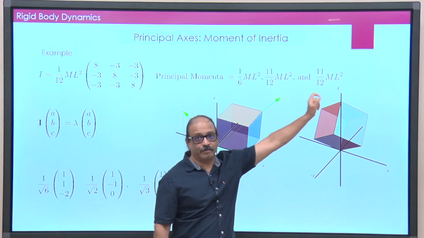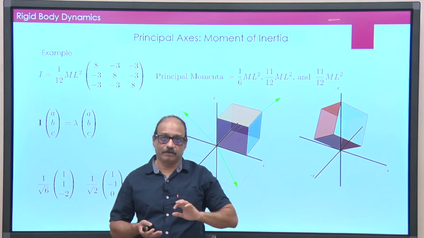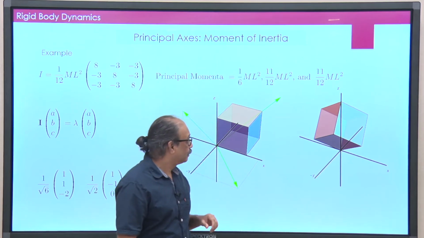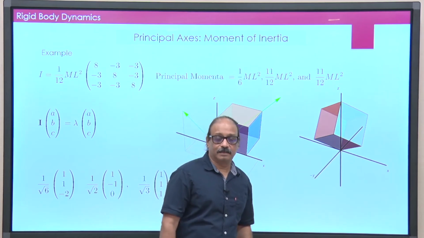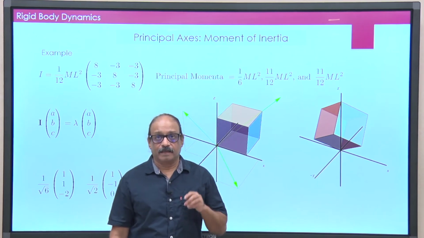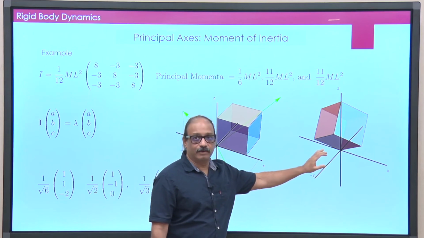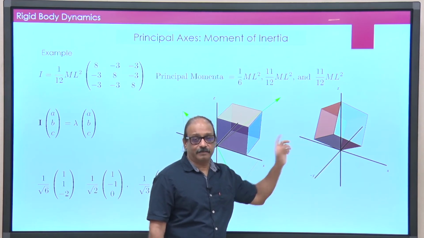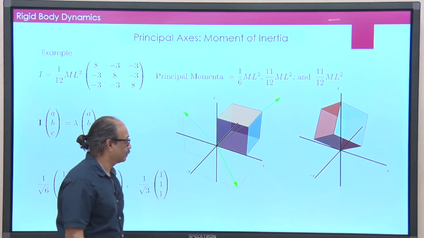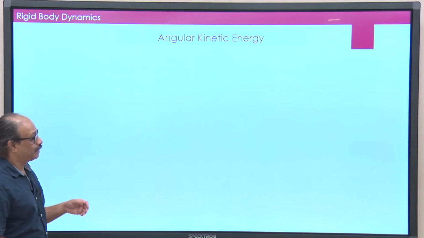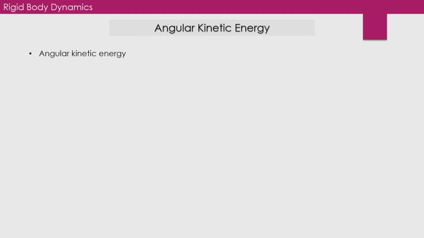These 3 principal moments there. Okay. So, the meaning of diagonalization is this: you can actually find 3 principal axes such that the moment of inertia tensor will be diagonal in that particular coordinate system. Okay. Fine. Now, let us use these ideas a little more and calculate angular kinetic energy.